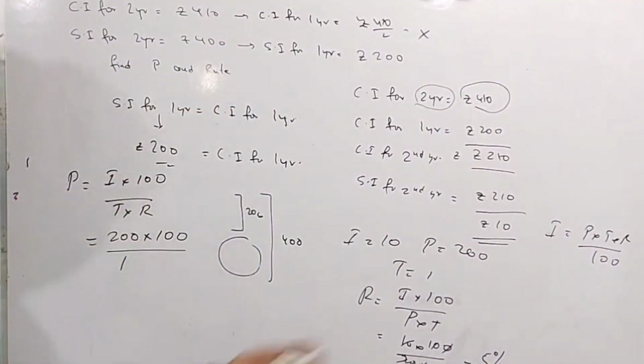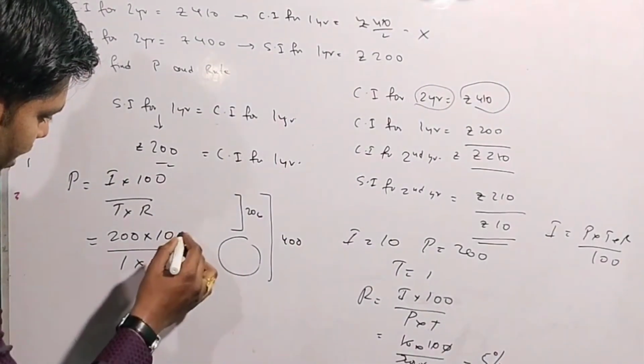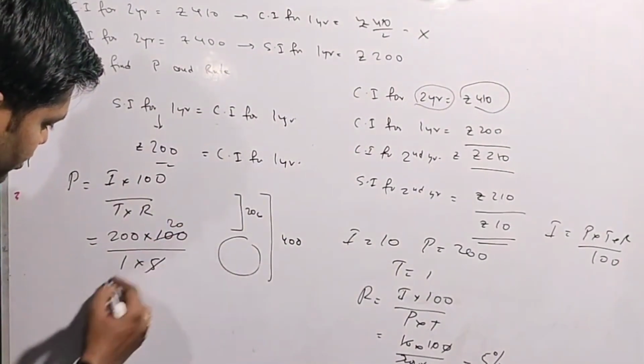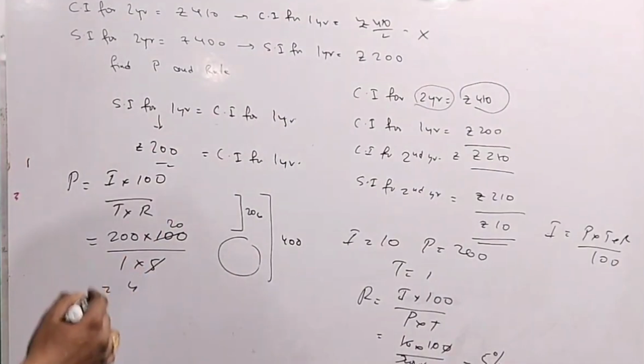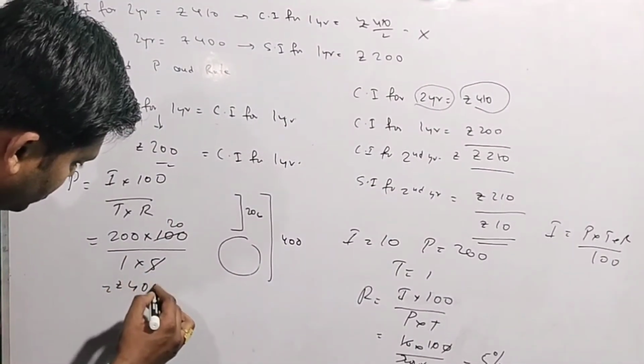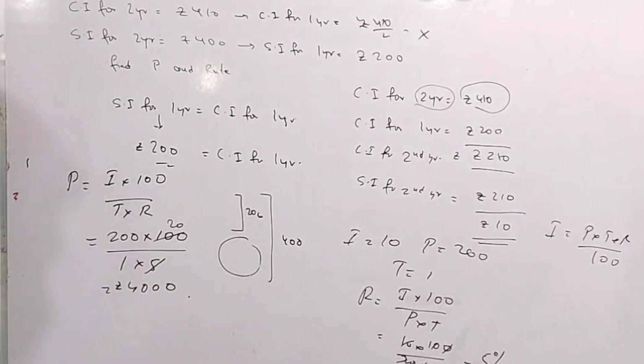Okay, and the rate of interest, we got the rate of interest 5%. 5, how much? 520 just. So it will be 4,000, I think. Rupees 4,000, 4,000. So one more time.